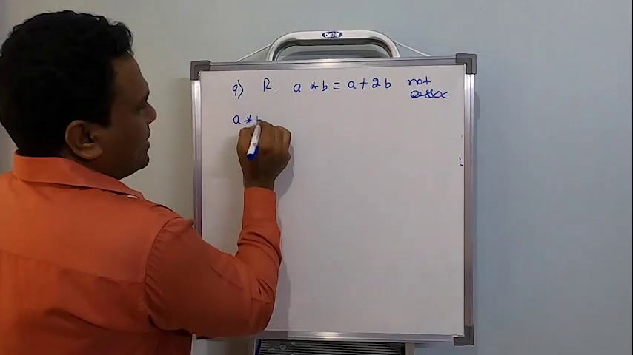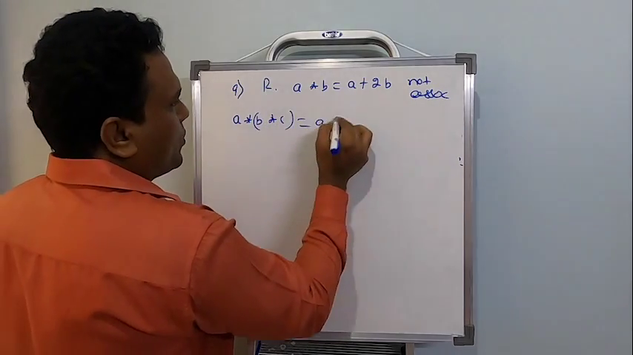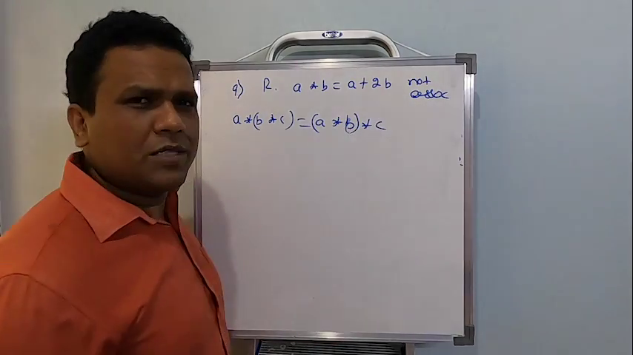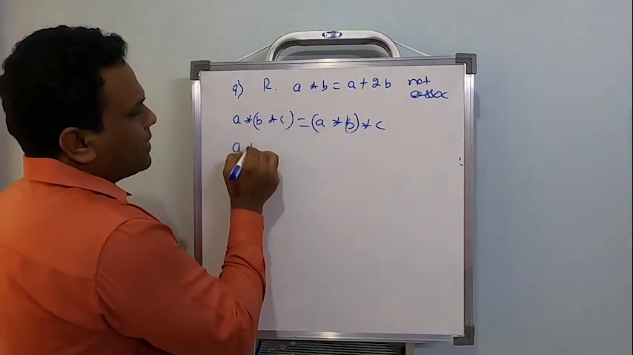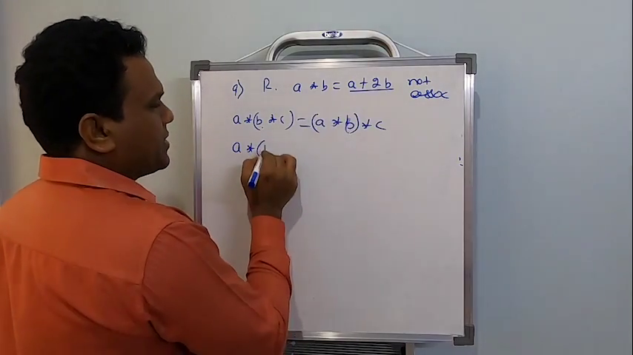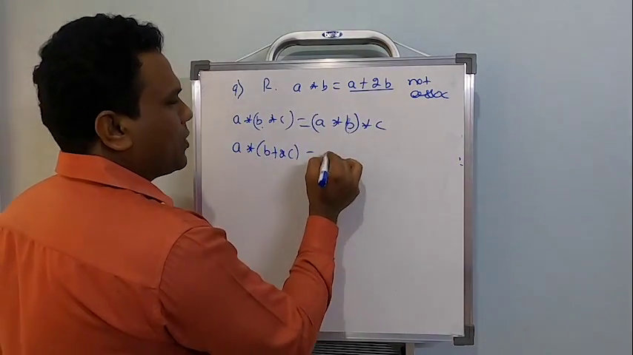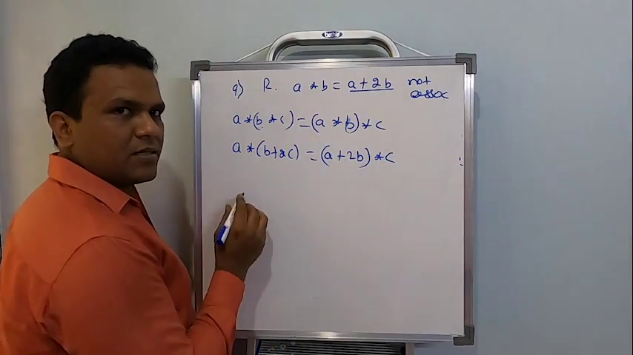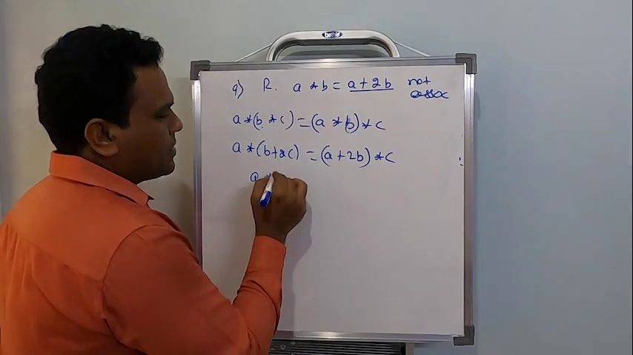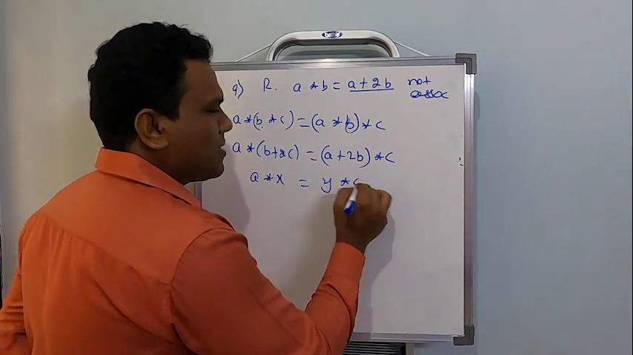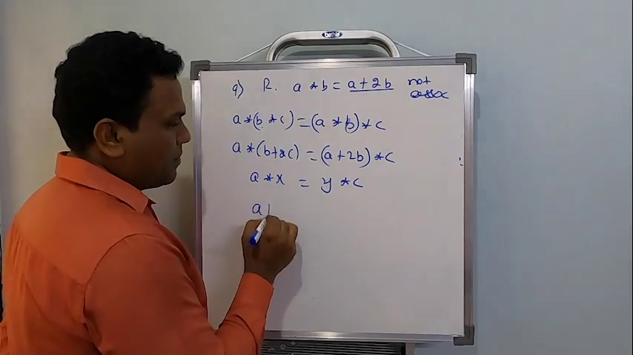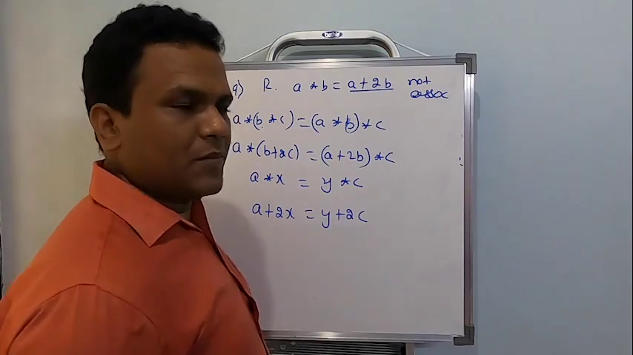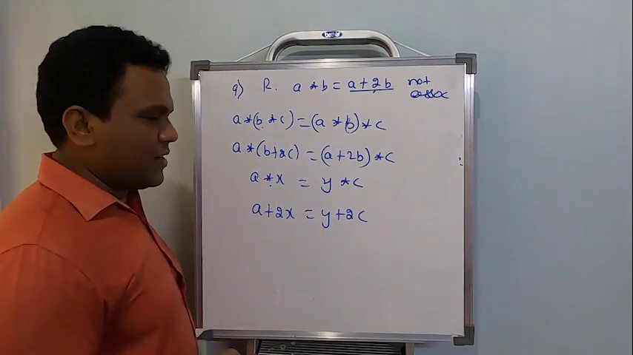Now let's consider (a star b) star c is equal to a star (b star c). I would like to go with the general procedure first. So a star (b star c), by using this definition, b star c is b plus 2c, equal to (a plus 2b) star c. So this will be a star X is equal to Y star c. A star X is a plus 2X, equal to Y plus 2c. Star has to be removed. Apply this definition.